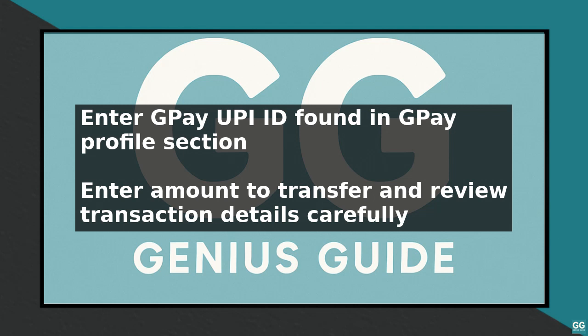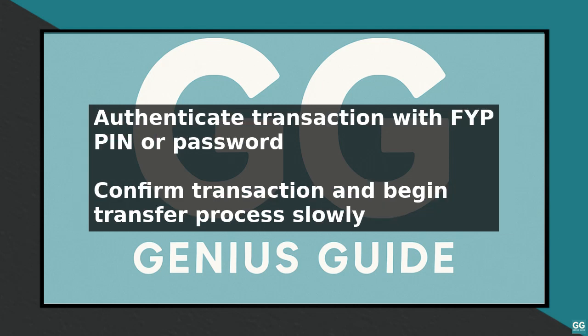Review the transaction details carefully to ensure everything is correct, including the recipient's UPI ID and the amount. If all the details are correct, confirm the transaction. You will be asked to enter your FYP PIN or password to authenticate the transaction. Enter your PIN or password and click Submit.